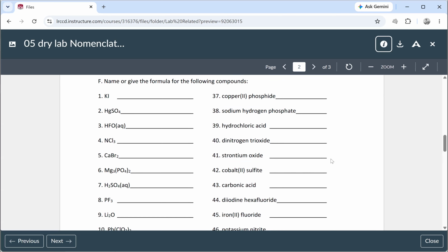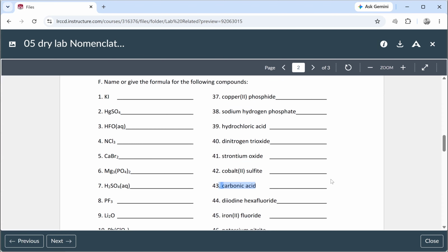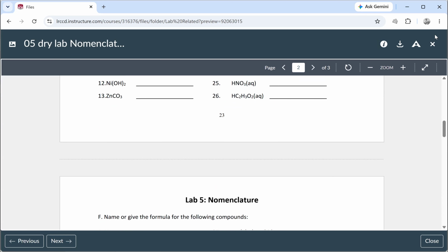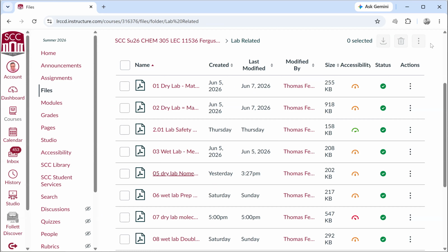Professor, can you repeat which ones you said not to do? You said AQ and which one else? Acid, for example, this one here, carbonic acid. Okay, thank you. And then the dry lab molecule.